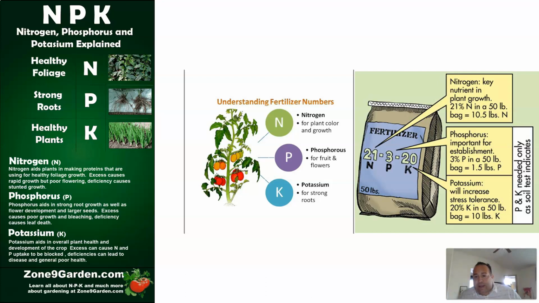And so if you look at the right here, this is kind of a little cartoon drawing of a bag of fertilizer, but you'll see three numbers usually on a bag of fertilizer, and those three numbers, they're NPK, so it's always in the same order: nitrogen, phosphorus, potassium. And that's how you'll read what's in the bag.